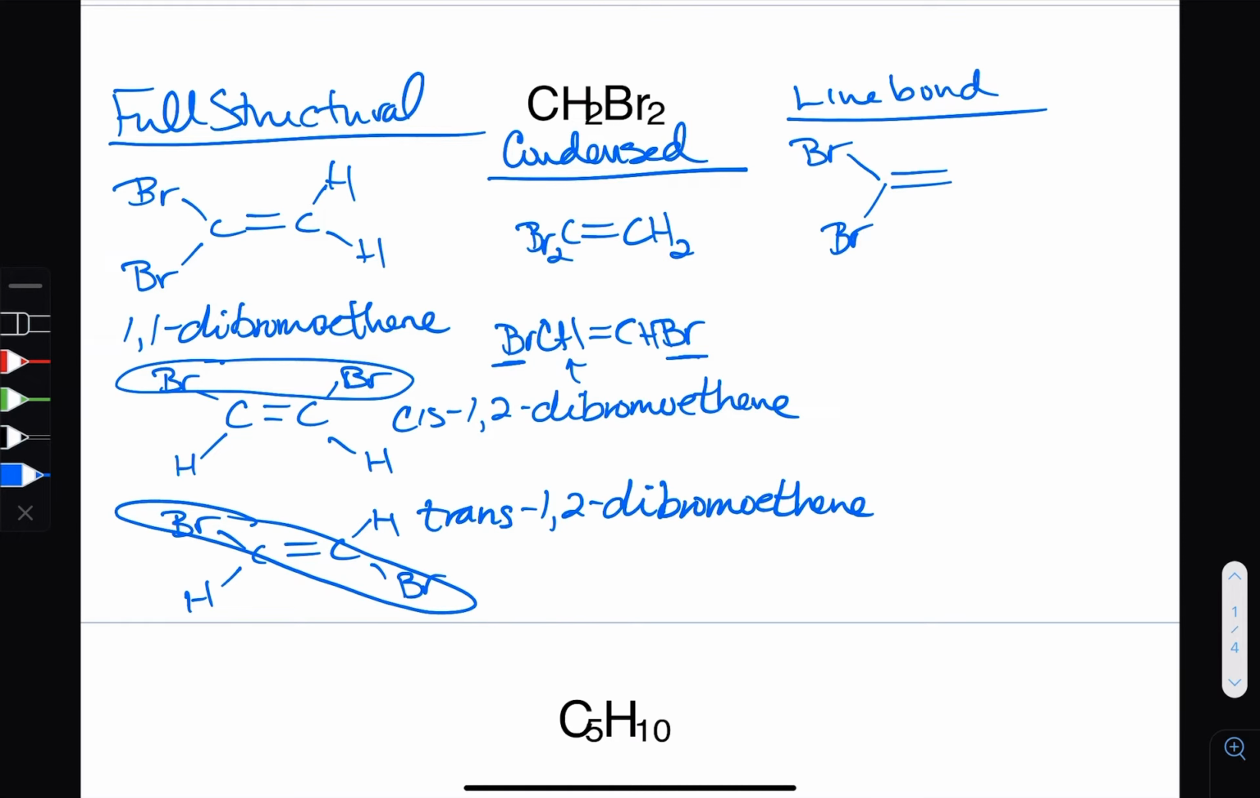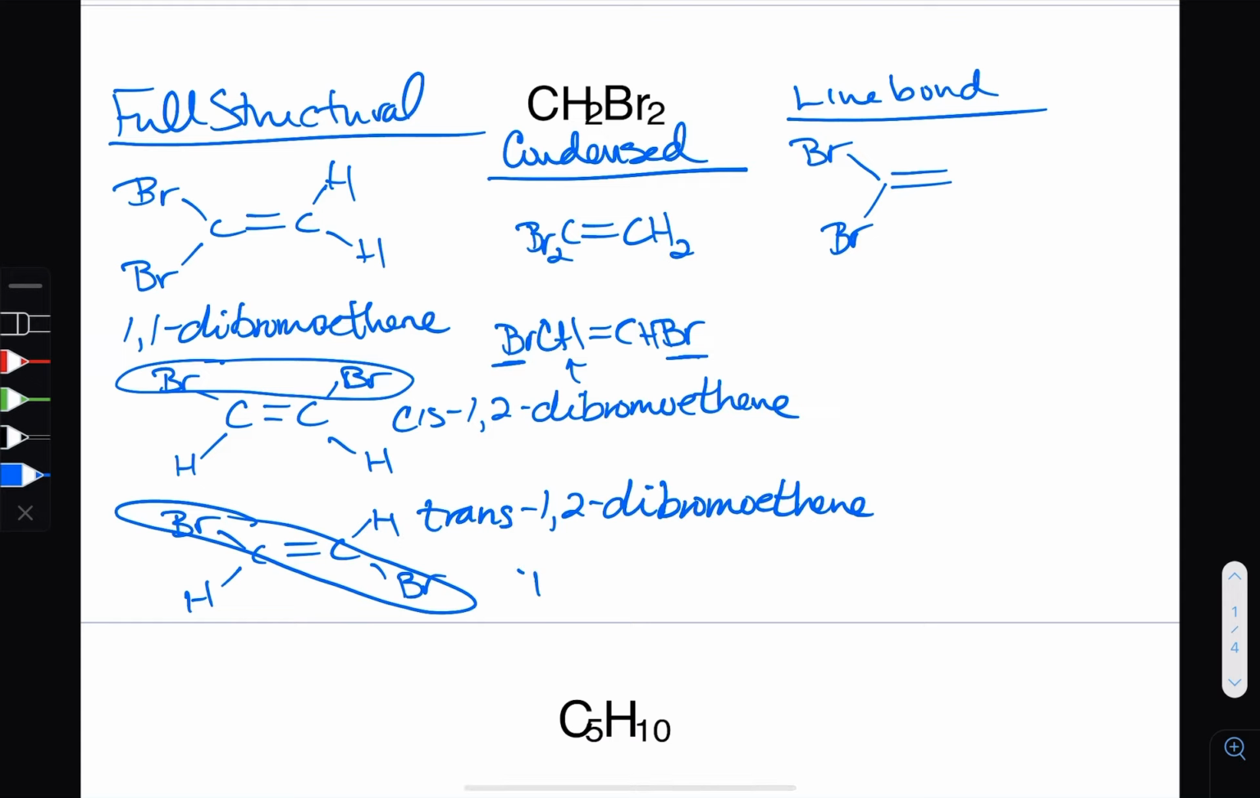So I know some of these quirks of drawing structures are just like, what? In chemistry, but that's just how it is. Sorry, my friends.